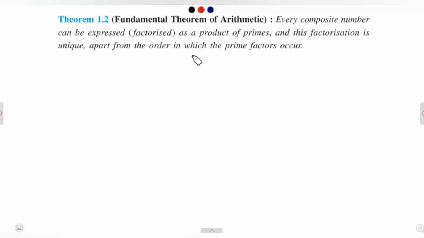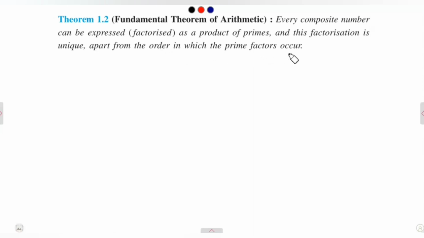Hello everyone. Today in this video, let us continue with Theorem 1.2 from the same chapter, as we are doing Real Numbers from the Grade 10 NCERT book. Theorem 1.2 is also called the Fundamental Theorem of Arithmetic. It states that every composite number can be expressed, or factorized, as a product of primes, and this factorization is unique, apart from the order in which the prime factors occur.